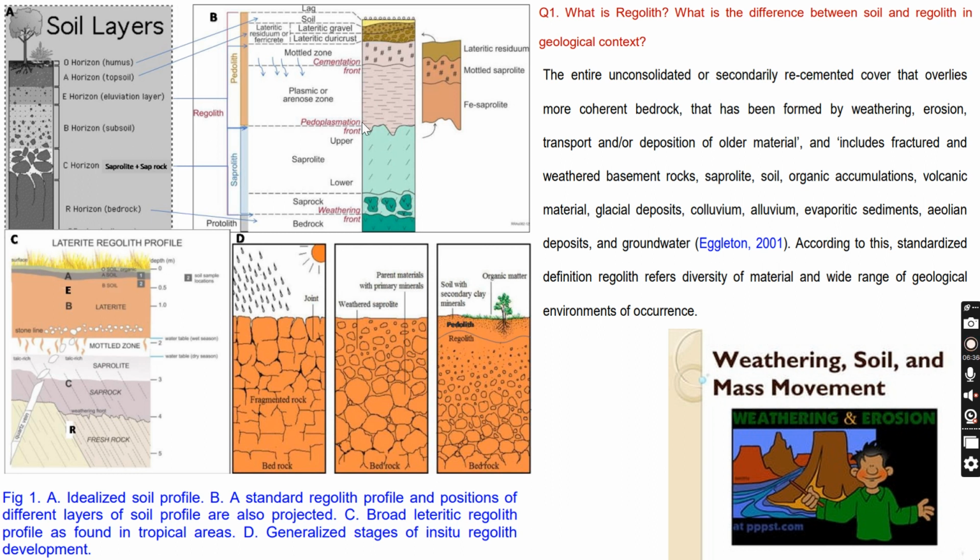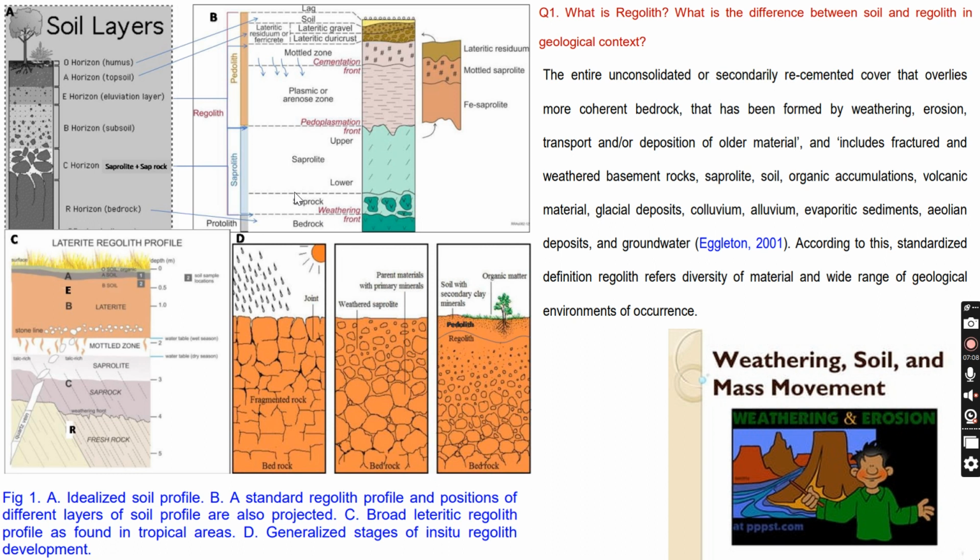Further, this is the standard diagram. It is not necessary to preserve all the things in one locality. This is a generalized diagram of how gradually, with time, these types of profiles develop. Different tectonic activity, other superficial activity, all things are involved in creating these things. So that is the importance of regolith.